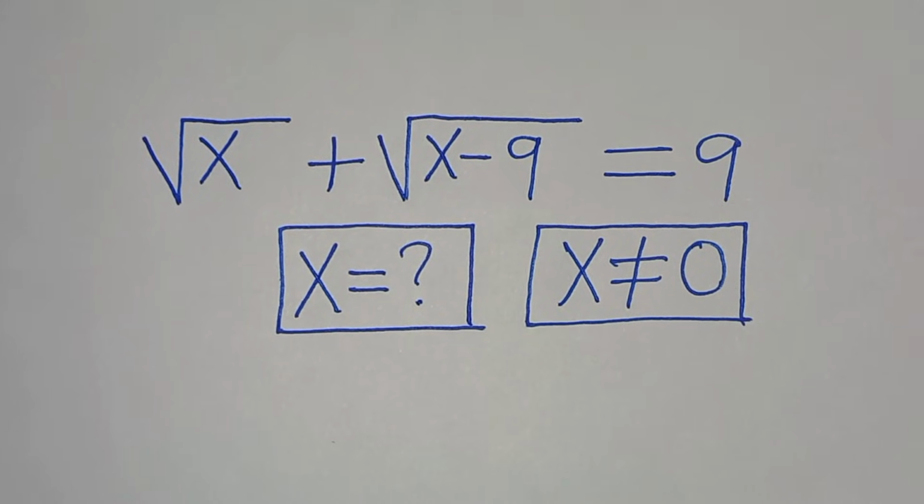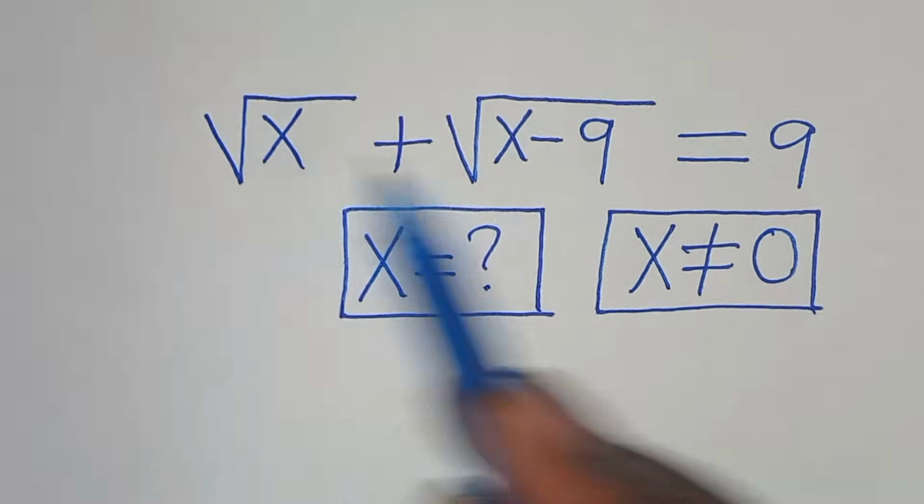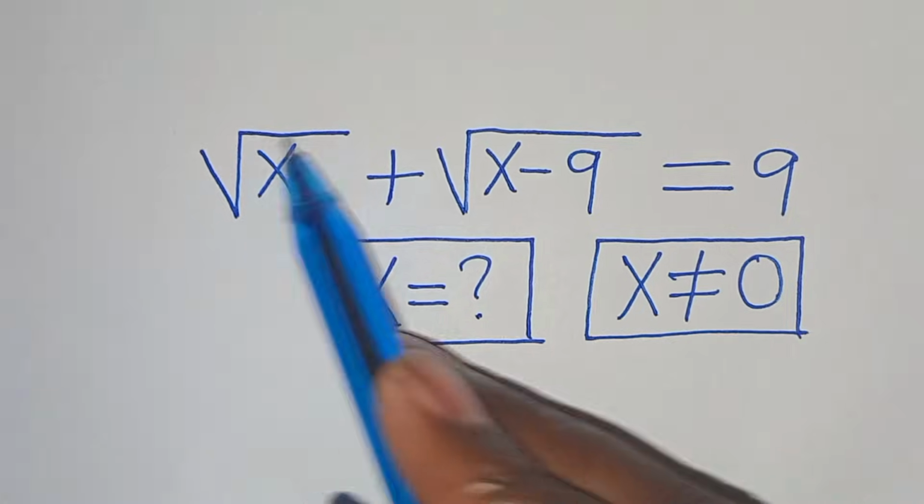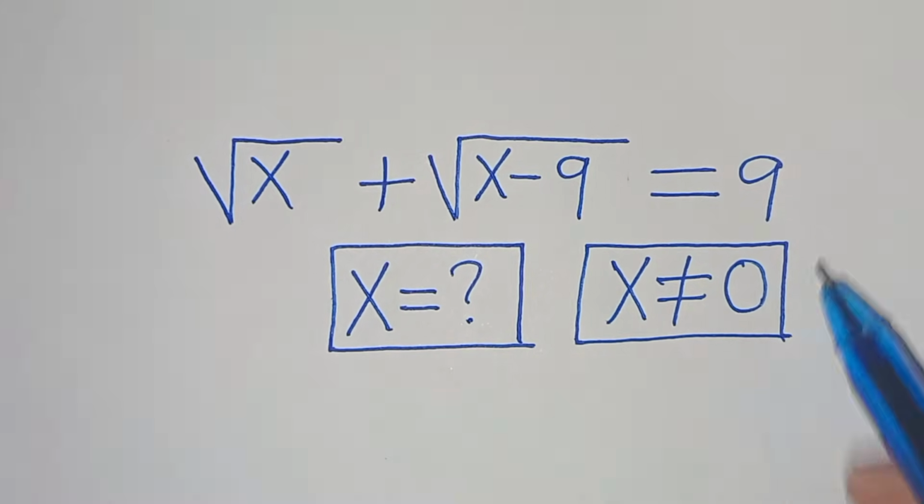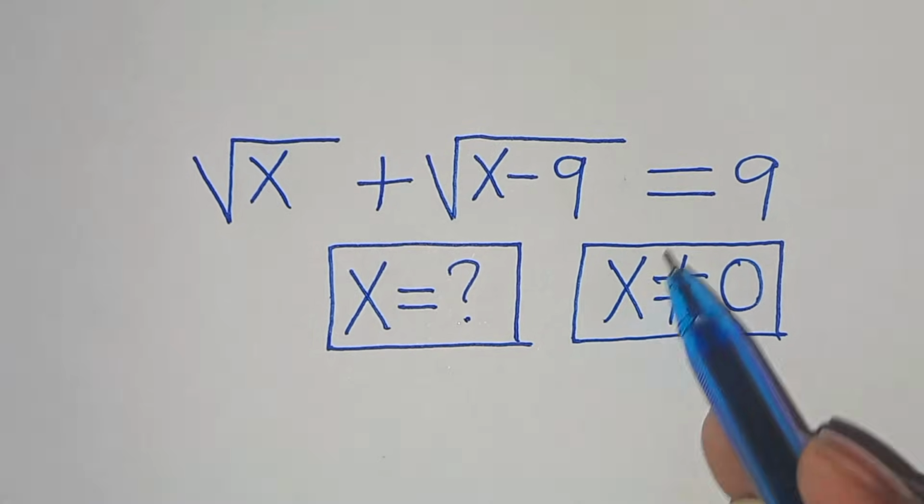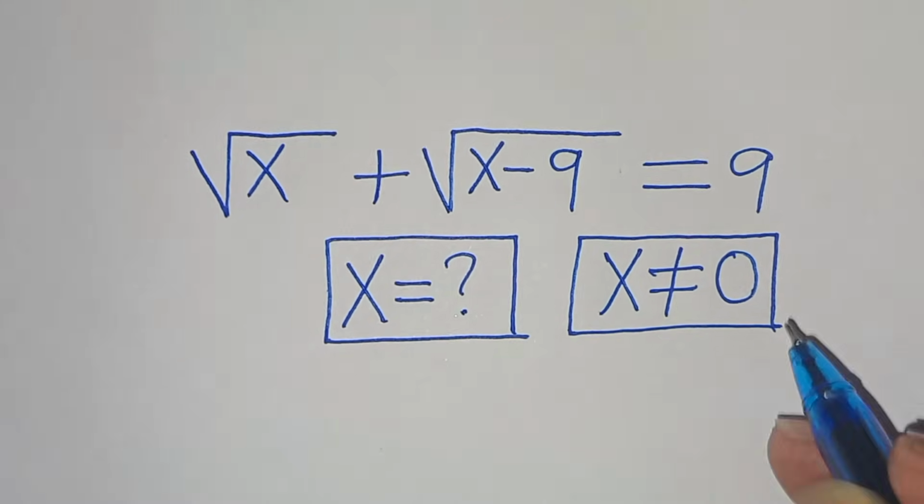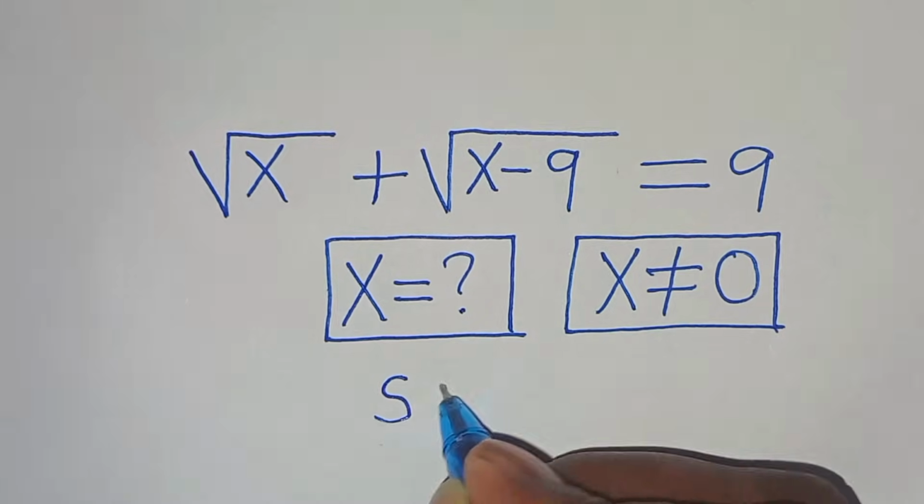Hello everyone, you're welcome to solve this nice square root math problem: the square root of x plus the square root of x minus 9 is equal to 9. So what is the value of x, given that x is not equal to 0? Let's provide a solution from here.